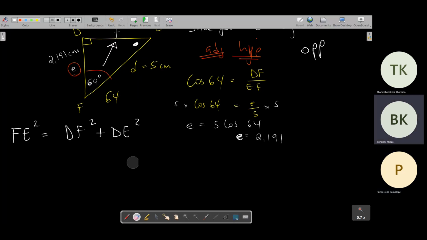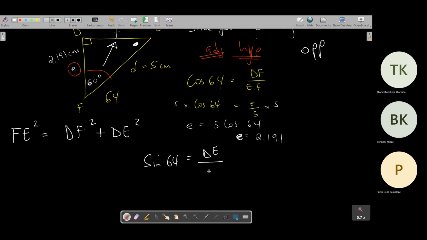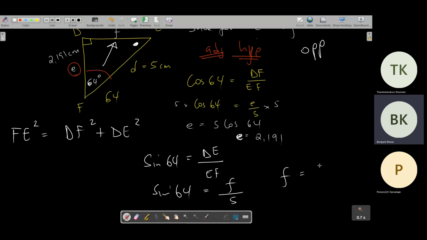Okay. So in this case, since we're solving for the numerator, it's sine 64 equals DE over EF. So sine 64 equals F over EF, which is 5. So that means our F equals 5 sine 64. And then what do you get?